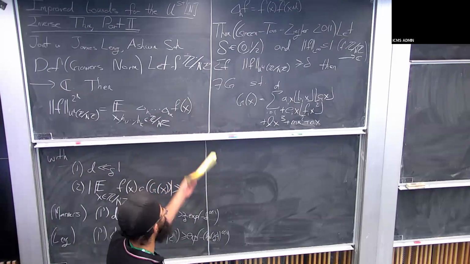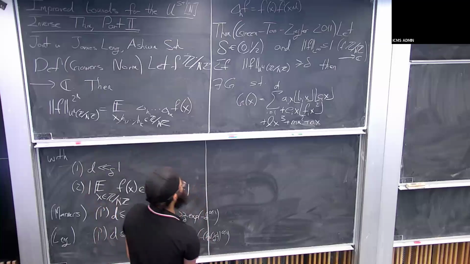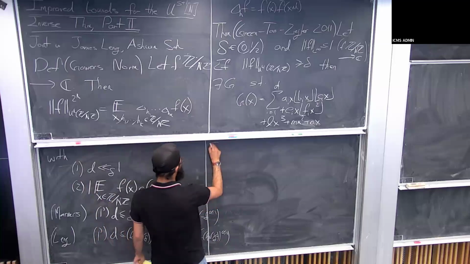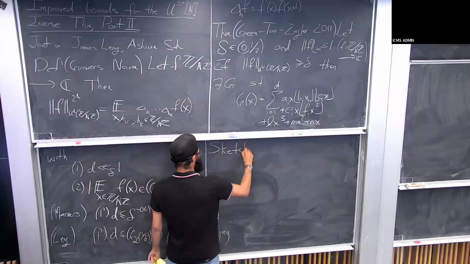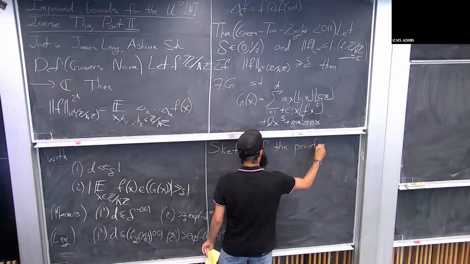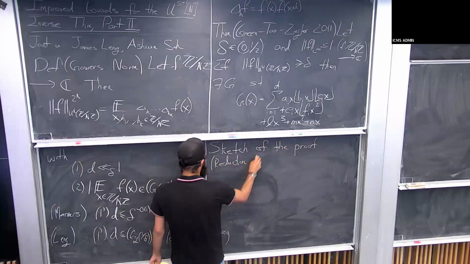So the starting point is you have this function f. Well, okay, let's start by just unwinding the definition of the Gowers norm. The rest of the talk is something like a sketch of proof, and maybe really why it's a reduction to a linear algebra problem.